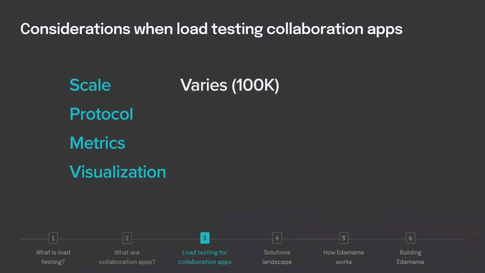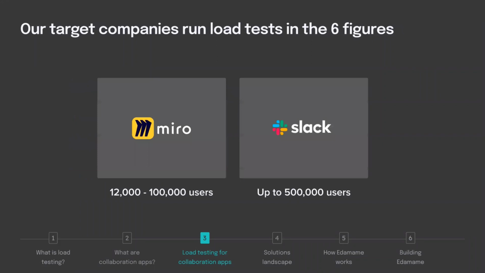This will vary from app to app, but we did find a general range of about 6 figures for the collaboration apps that we looked at. Miro, for example, experienced a year of rapid scaling where they expanded from about 12,000 to 100,000 concurrent users. When Slack was conducting their load tests, they scaled from about 5,000 virtual users to 500,000 virtual users per test. Numbers in this 6-figure range will typically necessitate a distributed load test.